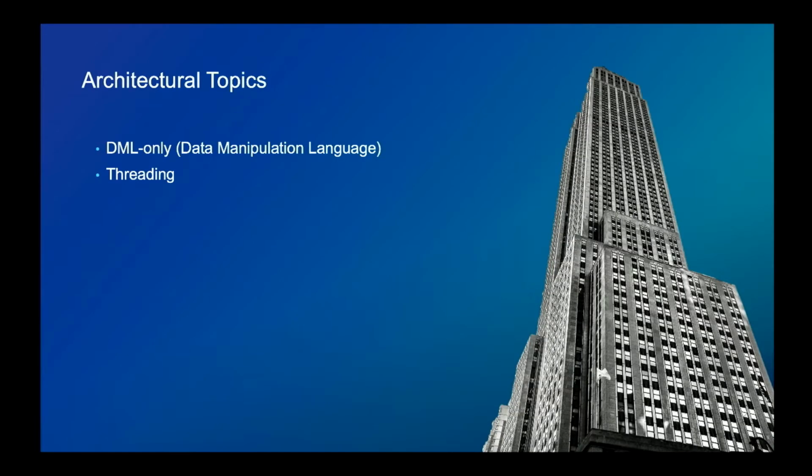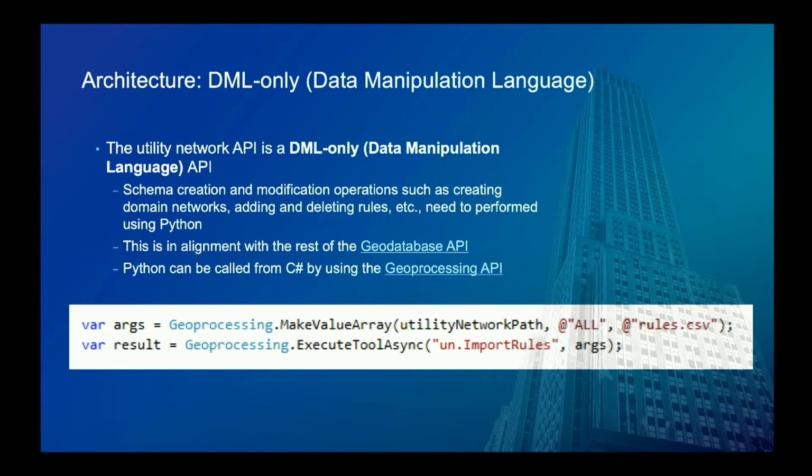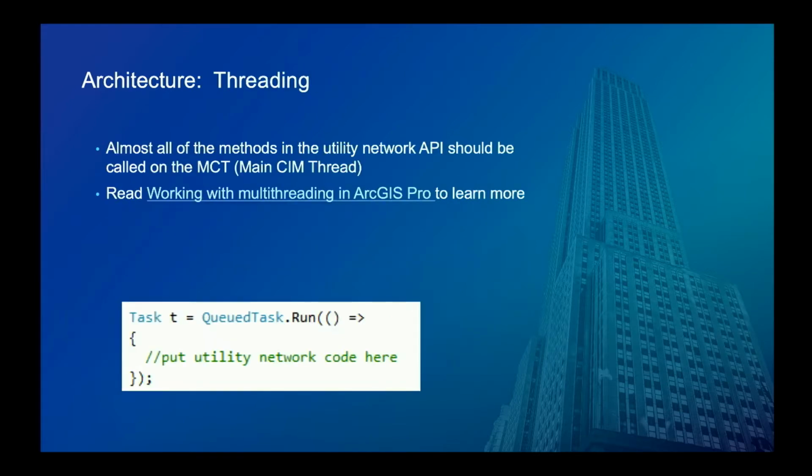Architecturally speaking, the Utility Network SDK is DML-only, data manipulation language, right? So schema creation and modification is handled through geoprocessing. So you can do that by calling out to the geoprocessing API. There's a little code snippet, how to import rules. Or you can, if you're running a standalone program, shell out to Python and actually do it that way. So things like creating tables and so forth have to take place through geoprocessing.